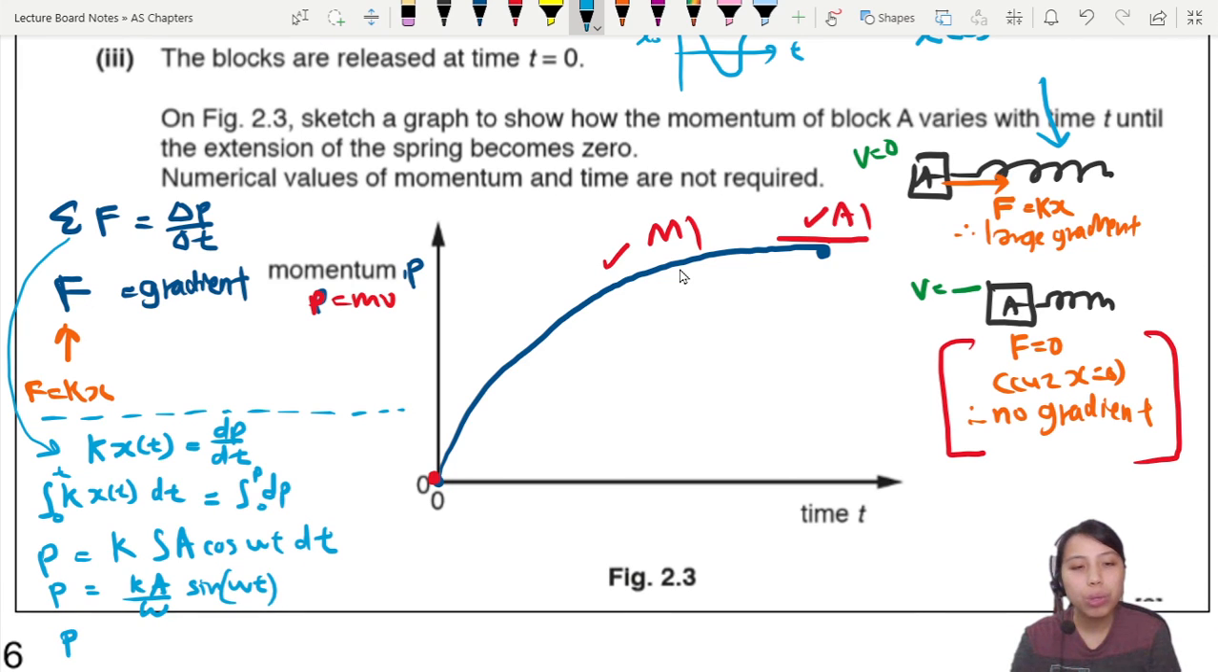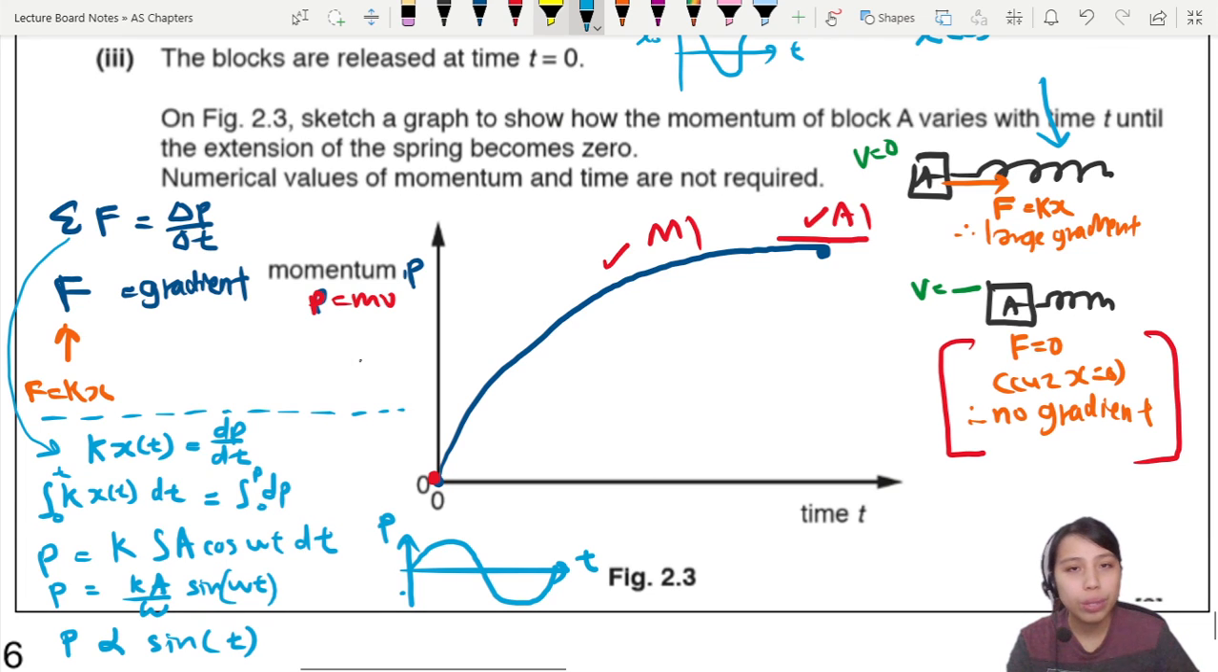Based on this, p is proportional to sine of t. So what we just drew here is actually one part of a sine graph, such as this one. Up, down, and up. This is our momentum against time that is also oscillating, but we only draw this part, which is what we see up there. But anyway, this is the extra thing, if you want to link it to some advanced maths.